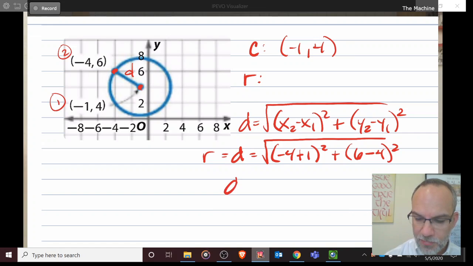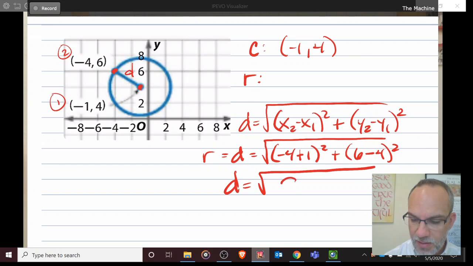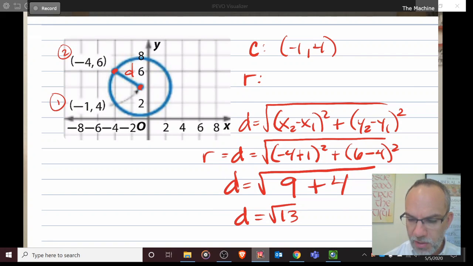I think that's right. So distance is equal to now the square root of negative 4 minus 1. That's negative 3 squared. Isn't that 9? Plus 6 minus 4. Isn't that 2 squared? That's 4. And so now I get a d, the distance there is what? The square root of 13? Okay. But now the radius then, square root of 13.